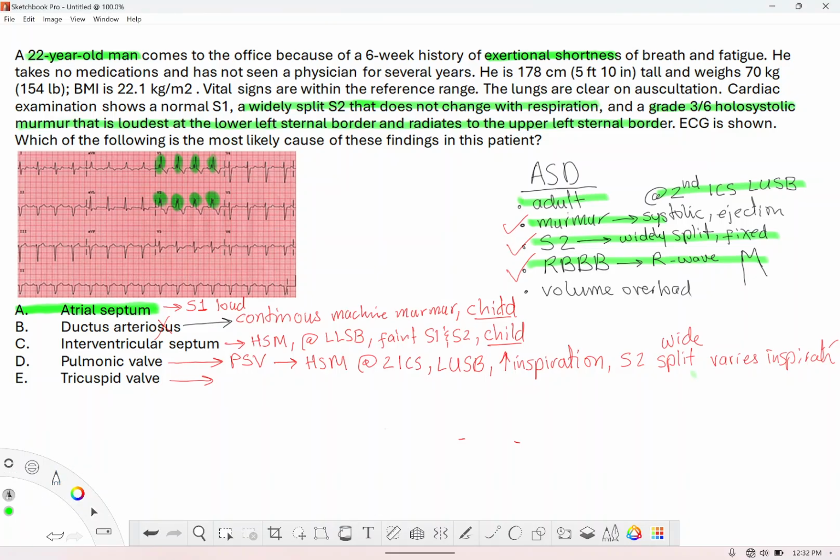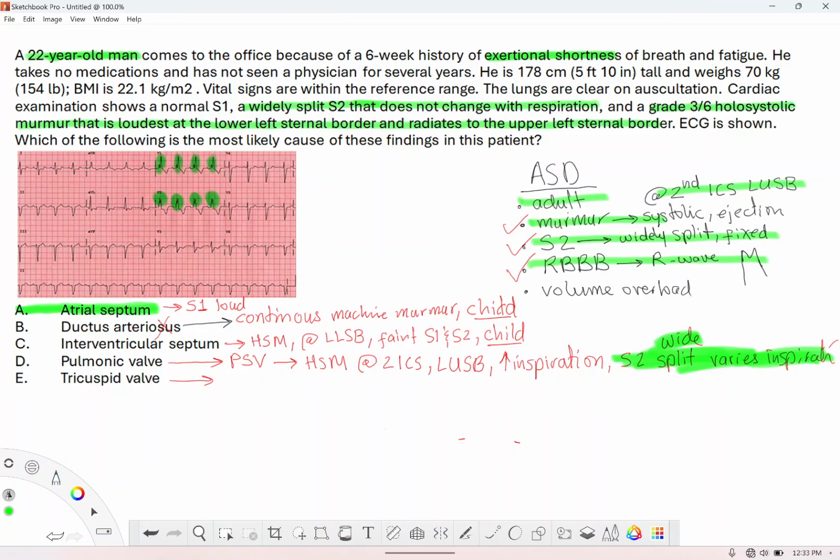You don't get confused. Both pulmonary valve stenosis and ASD both have what? They have S2 that is split. The difference is in ASD, the splitting does not vary. It's fixed. It doesn't change with inspiration. Whereas with pulmonary valve stenosis, S2 varies with inspiration. Okay, so that would be the biggest clue. Otherwise, they're both the same.